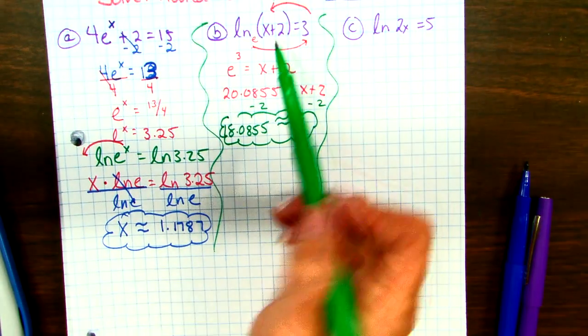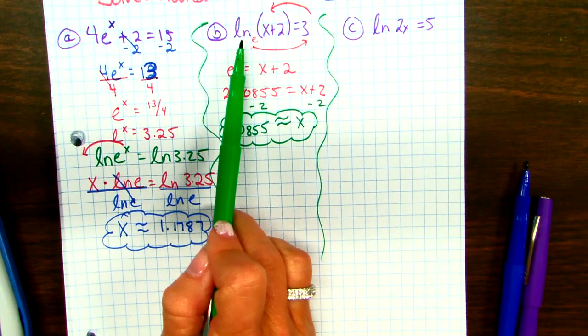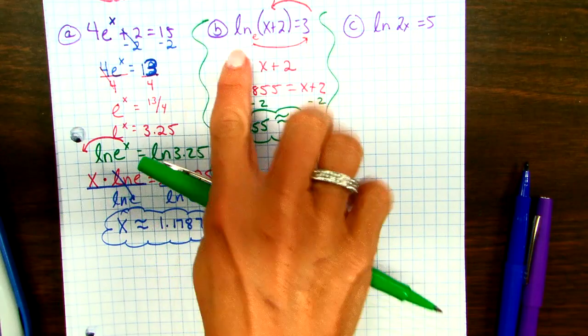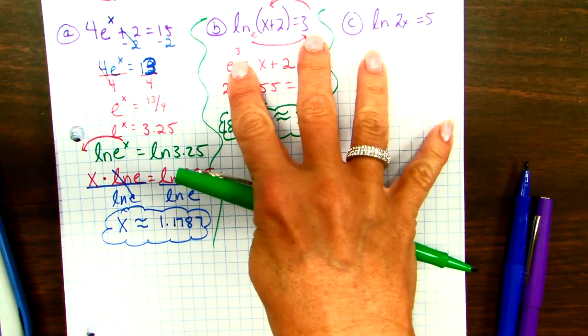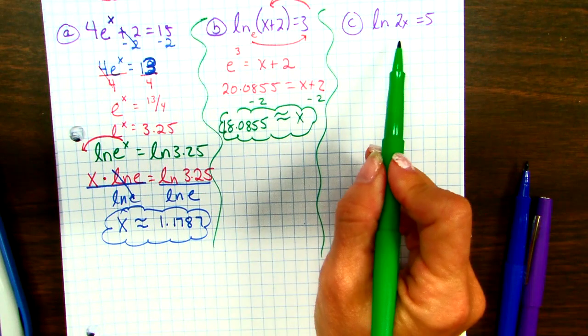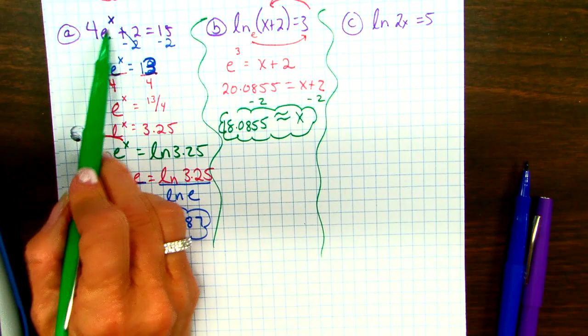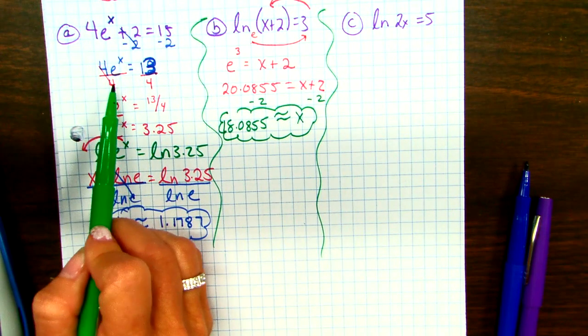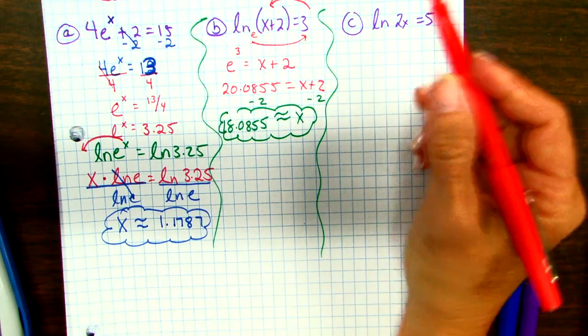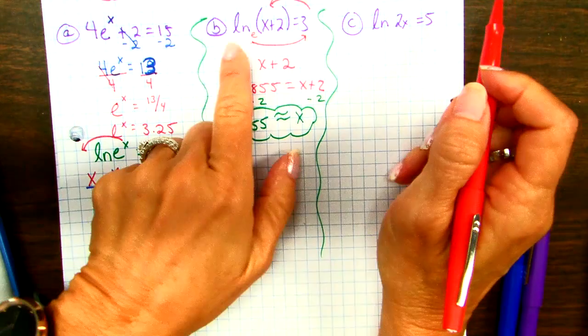Okay, so again, when it's a log equation, meaning the log is in the problem already, that's when you rewrite it in its other form. Okay, we're going to do that again here. When it's an exponential function, you isolate the e and then take the natural log of both sides. When I say take the natural log of both sides, that means give both sides the natural log.